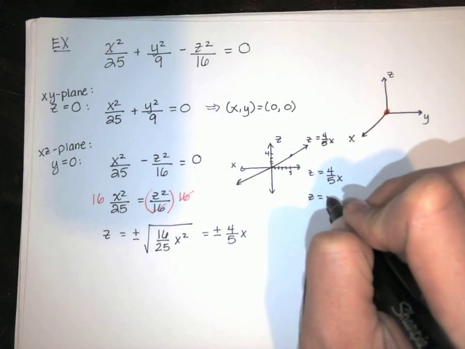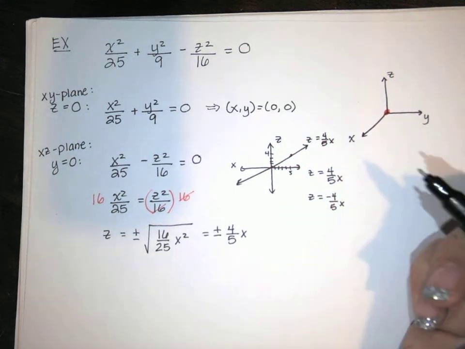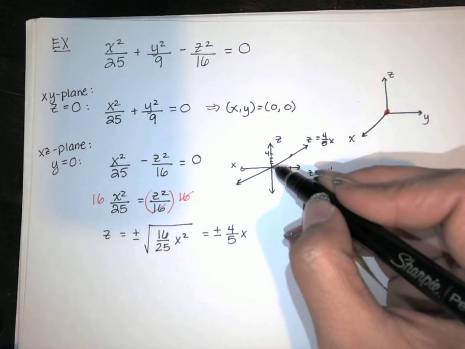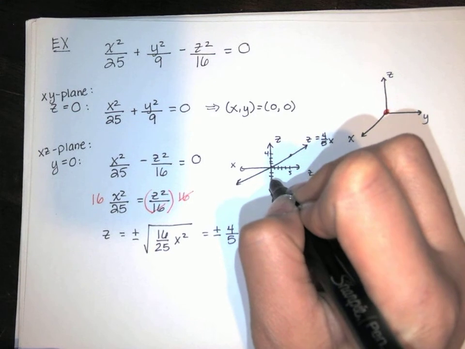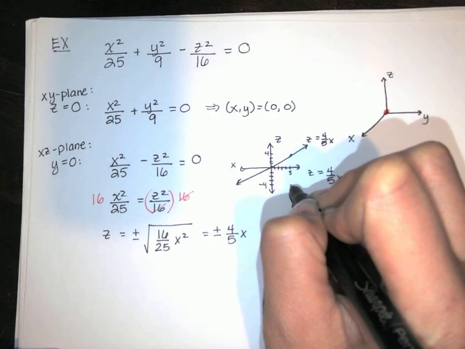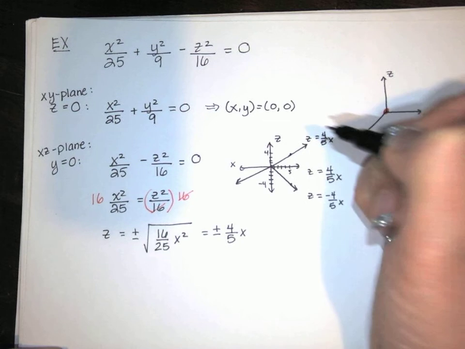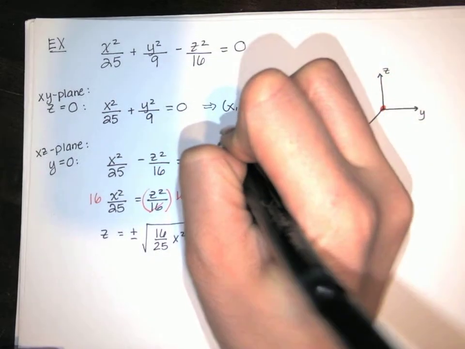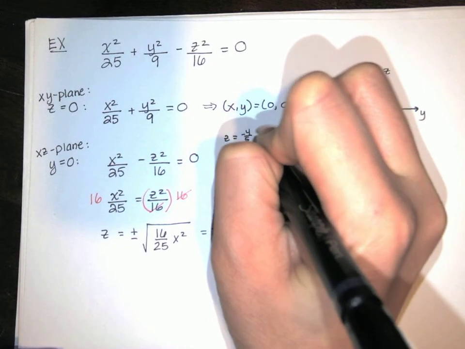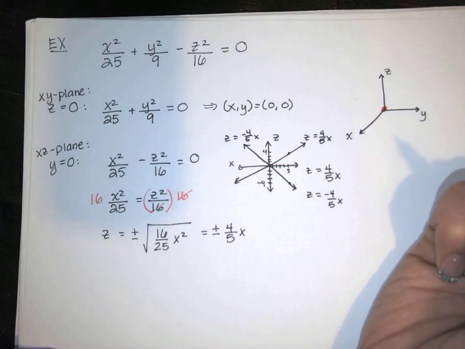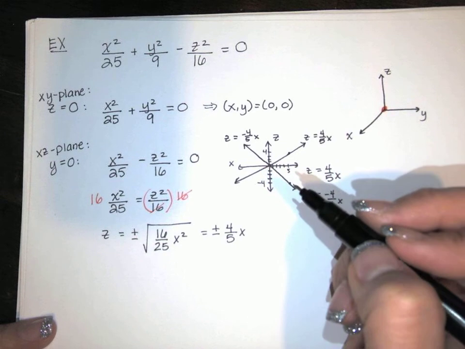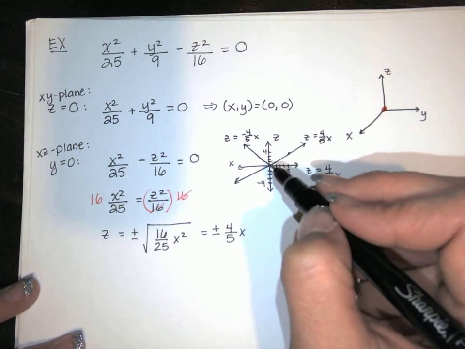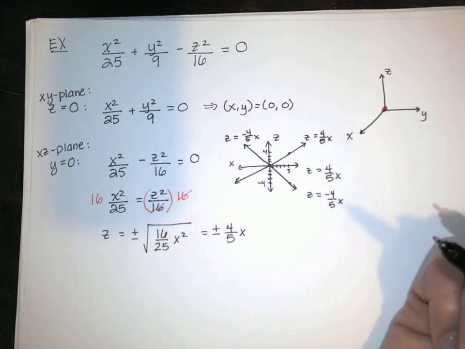Now the other one is z equals negative 4 over 5 times x. So instead of going up 4 and over 5, we want to go from here down 4 and over 5. So it looks like that. It's not exact, but I hope you get the idea. So in the xz plane, those lines are not looking very good, I'm sorry guys. In the xz plane, we'd see two lines that look like that.